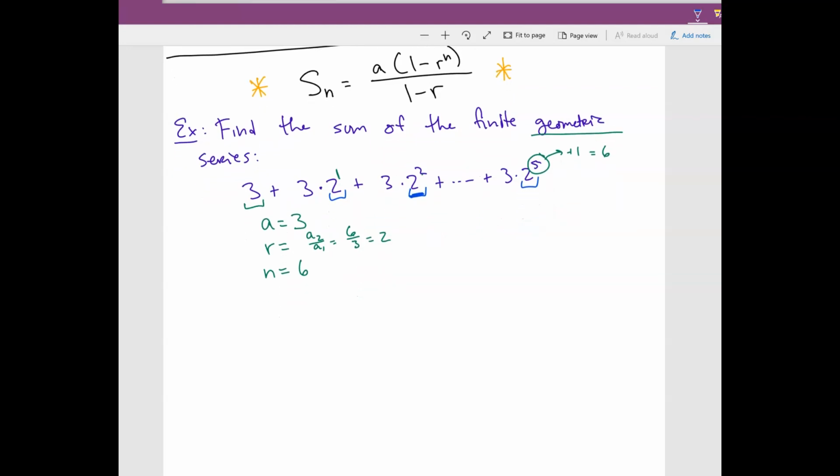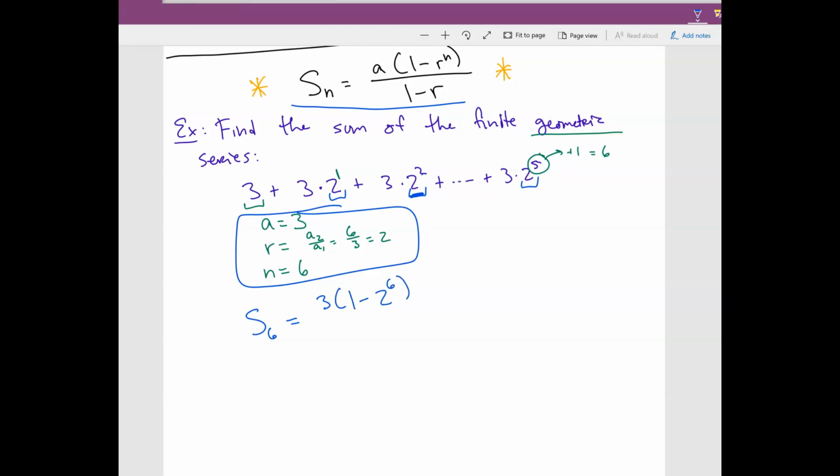So now all we have to do is just plug it into the formula. So this is going to be the formula. We are looking for the sum of the first 6 terms. A is going to be equal to 3, times 1 minus R to the n power, that's 2 to the 6, divided by 1 minus 2. So I'm going to get 3 times 1 minus 64, divided by -1. Putting this in your calculator, you're going to get 189.